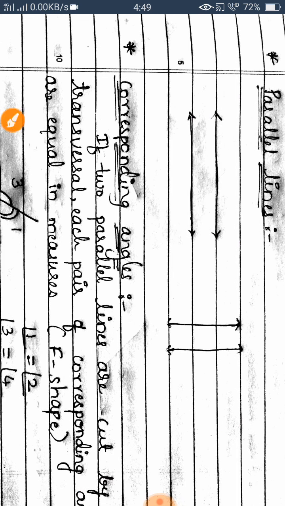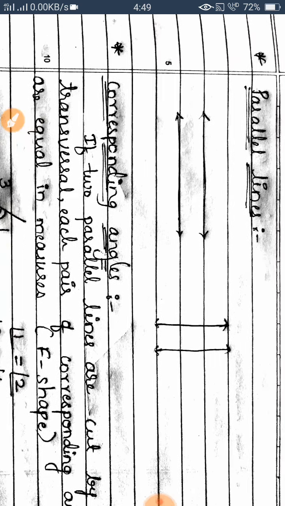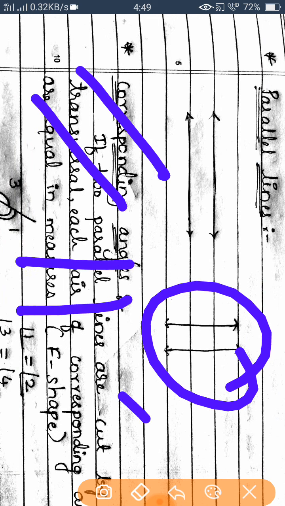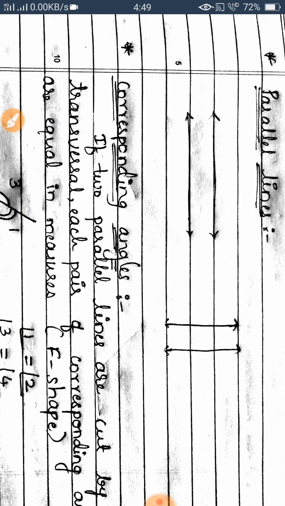See the lines: if you extend them on both sides, the arrow marks stand for that. Arrow marks mean the line is still continuing. If you continue them, there is no intersecting point. That type of lines are called parallel lines, and this is also a pair of parallel lines. You can observe like this: the same distance between the two lines anywhere you measure, that is called parallel lines.